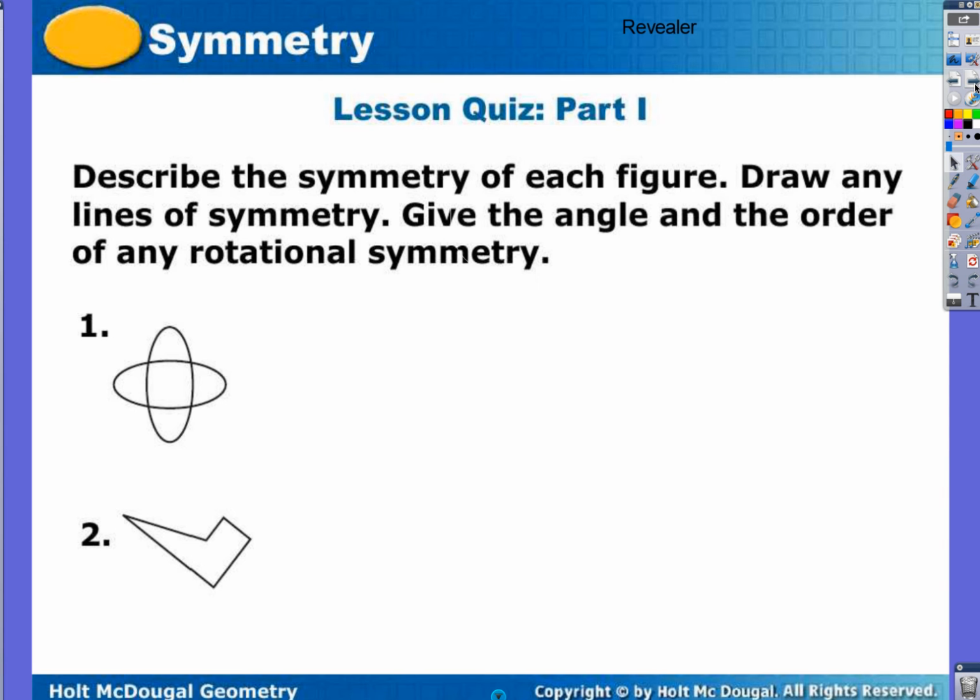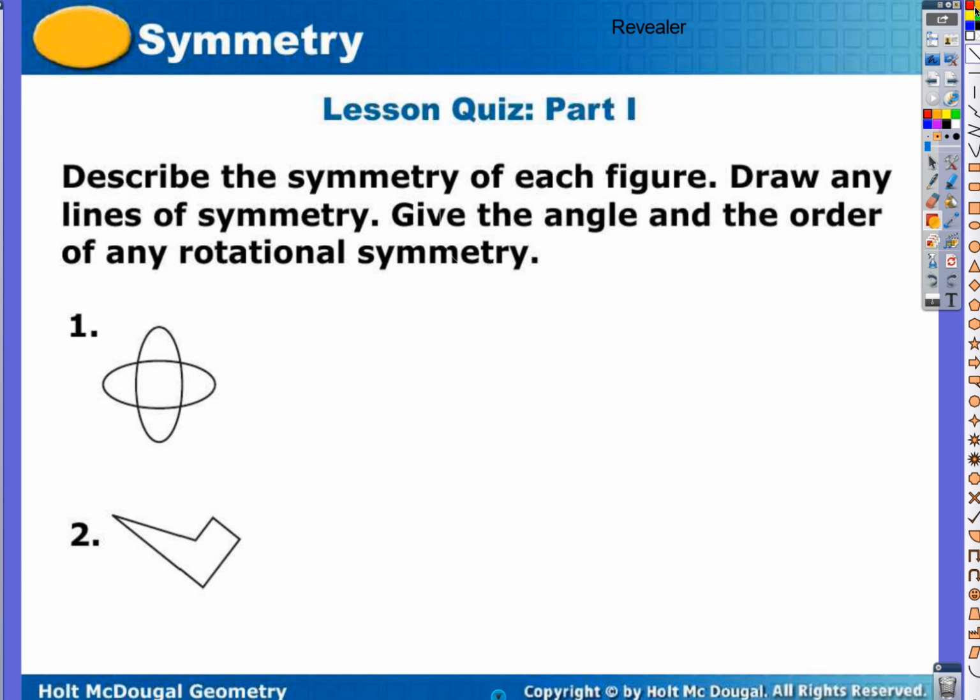Describe the symmetry of each figure, draw any lines of symmetry, and then give the angle and the order. So this is the same thing, do both line symmetry and rotational. The first one, okay, we definitely have line symmetry. That is both horizontal and vertical. Do we have any diagonal too? Yeah, right down the corners. It looks like if we flip that, it would be the same. And there. So how many lines do we got? 4. Yeah, we got 4.